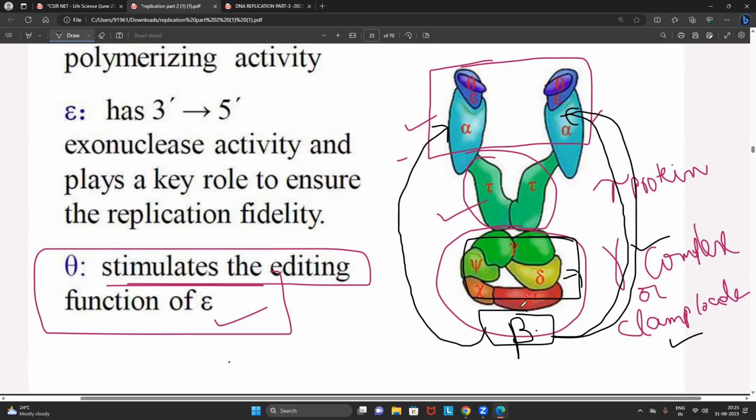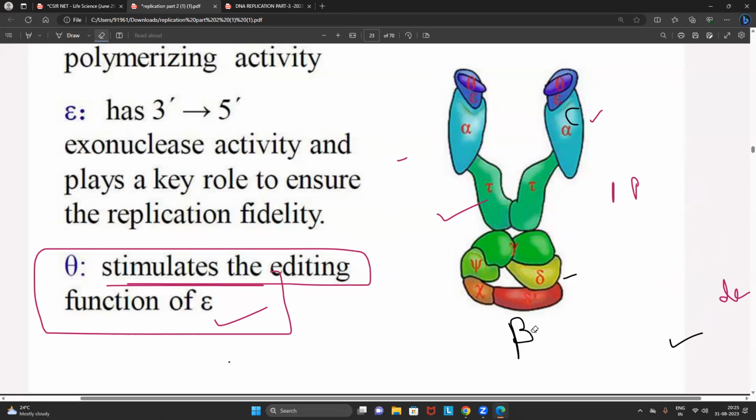So keep the point in your mind. Without beta clamp, it is impossible. None of the core enzymes ever show processivity. Don't get confused with that particular point. Again, all the students try to understand what exactly I'm saying. Listen, this is called what enzyme?